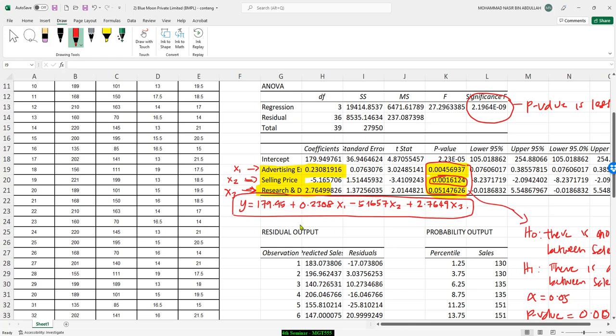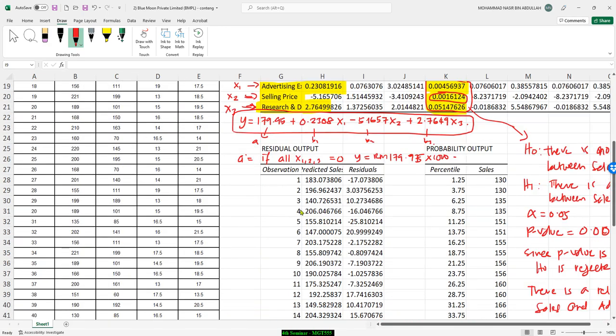The interpretation is the same, right? This is A, this is beta 1, beta 2 and beta 3, right? So A kat sini apa maksudnya? If all x1, x2 and x3 equal to 0, y is equal to RM179.95 multiply with 1000 lah. 1000 sebab apa? Sebab sales dia multiply with 1000 kan.